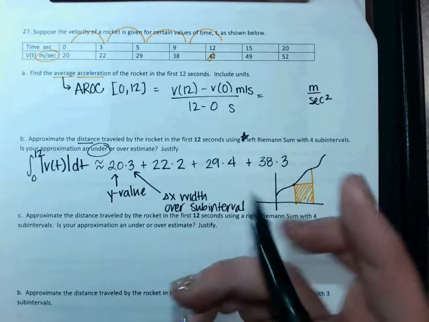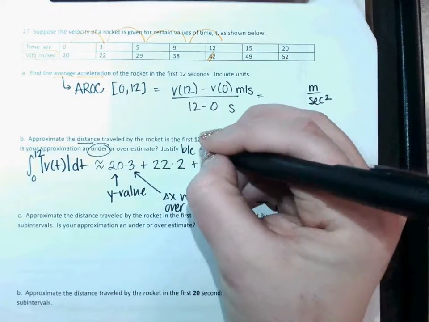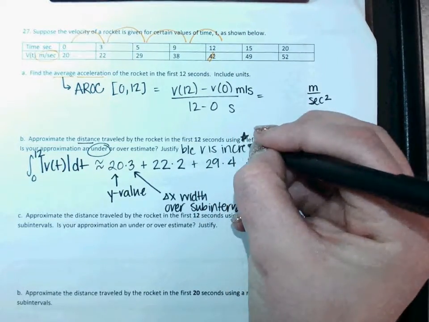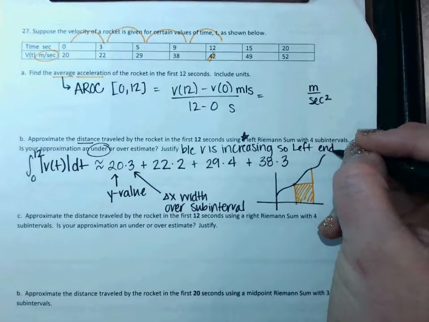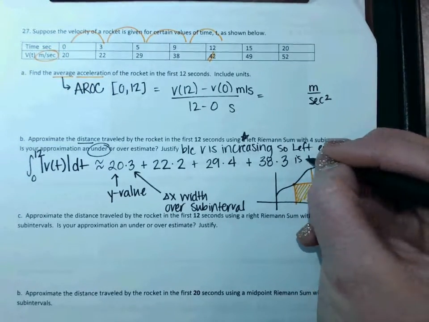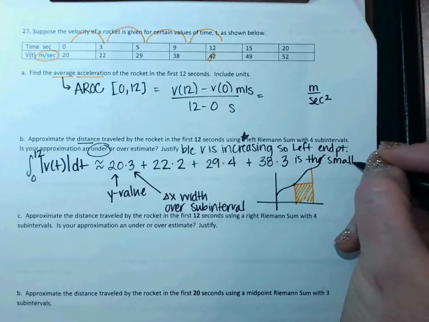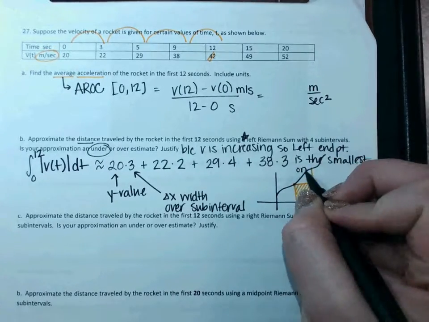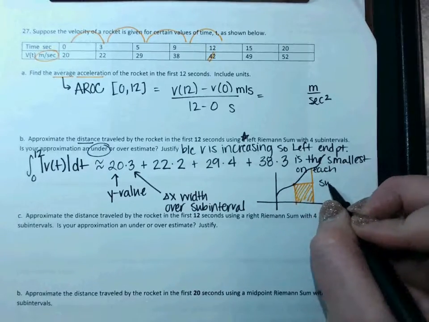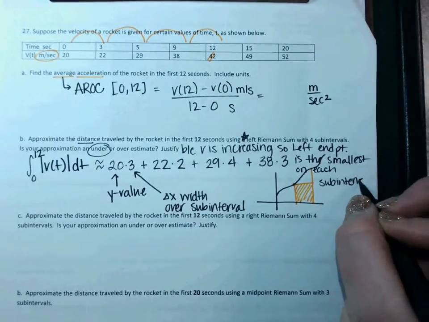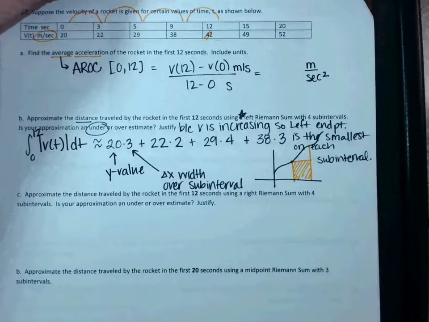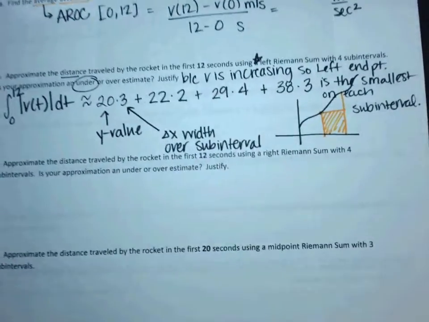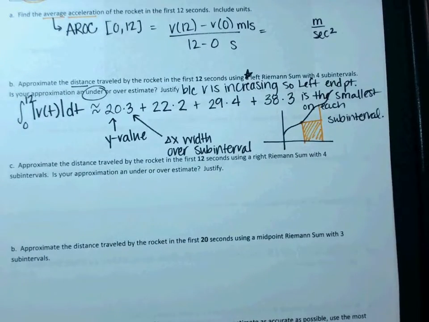Okay? And then when it says justify, you would say maybe because V is increasing. So the left endpoint is always the smallest on each subinterval or something like that. Okay, but you would draw your picture. A lot of times they don't really ask you to explain those two in depth because it is kind of like either you know it or you don't. Okay, your velocity is increasing. That means that your left endpoint's always the lower side versus your right endpoint is the upper side.